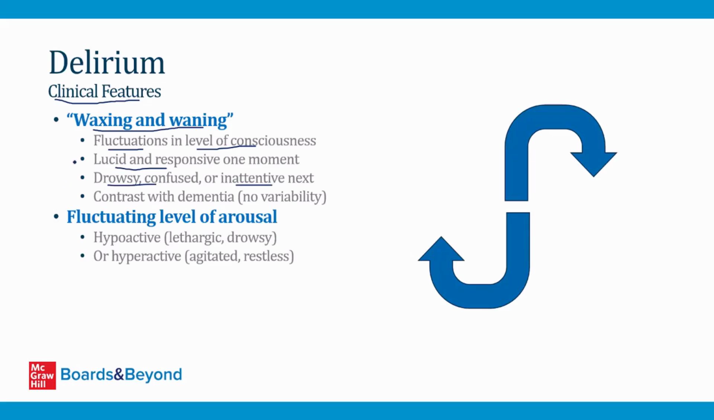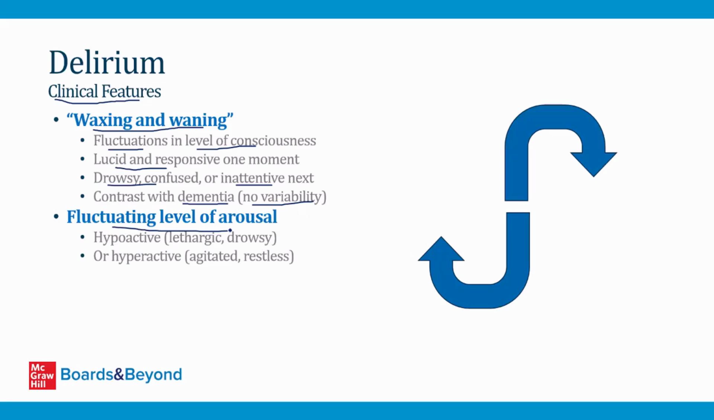It's classic for delirium. Sometimes if multiple people talk to the patient at different points of time, one of them will say the patient was clear-headed, the other will say they were very confused. That's classic for delirium. And this is a big contrast with dementia. Patients who have dementia do not display this type of variability, so they aren't lucid and clear one moment and then confused the next. Delirium is also associated with fluctuating levels of arousal.